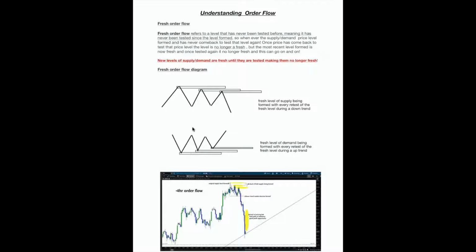It does the same thing coming out of a demand zone. Fresh levels of demand are formed with every retest of the fresh level during an uptrend. So when you're looking for your uptrend market structure to form, this is all it is. You also have those levels of fresh demand being replaced when the market comes back to retest it and is able to break more opposing order flow and create new highs. It's certifying itself as a new level of demand.